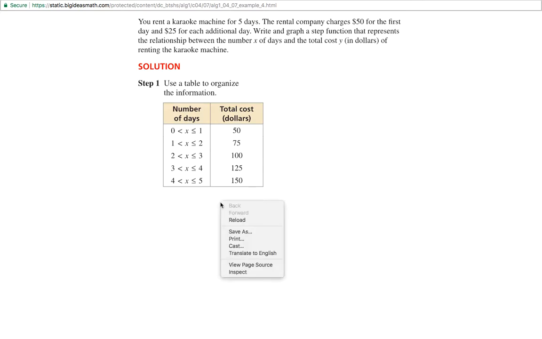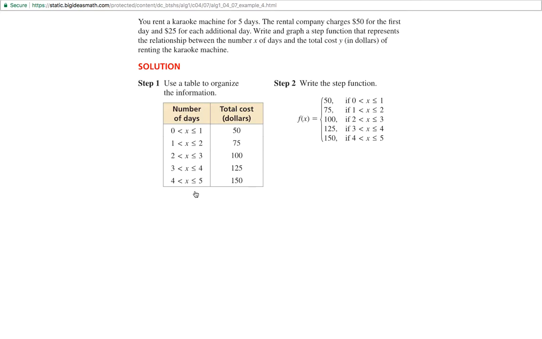All right, so what would that kind of look like? Well, once you get the information, you're going to write the step function. So f of x equals 50, 75, 100, 125, and 150. It's not going to be a linear line that you're used to, a continuous line, because it's literally stepping up from one price point to another price point to another price point. So these are all going to be horizontal lines, hence you're not going to have a slope.